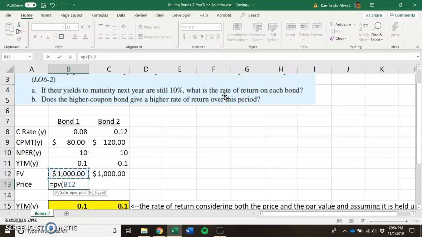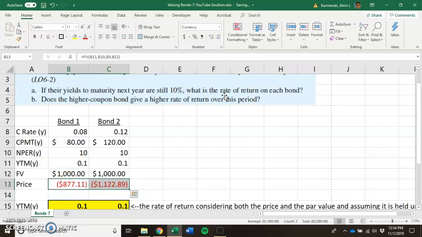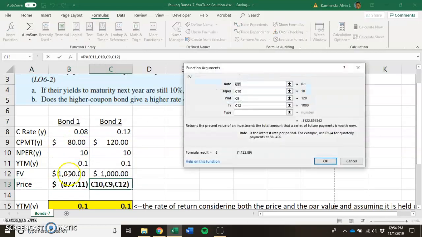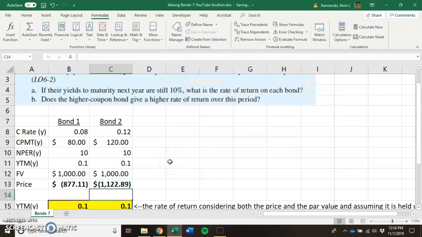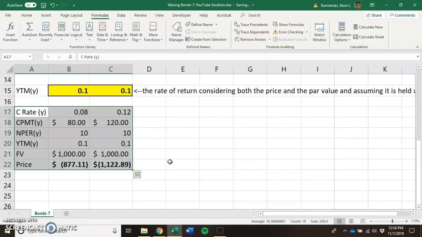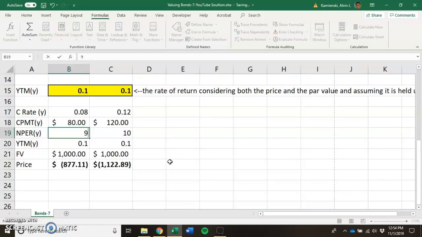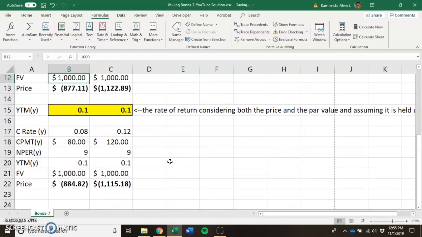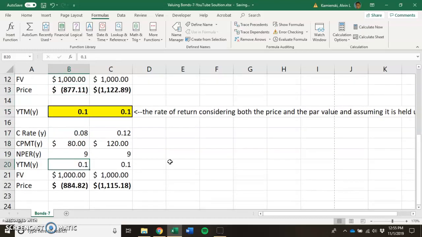Inserting our present value formula at a rate of 10% when there are 10 years remaining, and the payment is 80 when the future value is 1,000, here then would be the price for both of our bonds. I can simply copy and paste the second one since I set my structure up so nicely. And what if we were to go ahead and copy and paste this same work down below and look at it with 9 years remaining? With 9 years remaining, we get a price that's different from above.